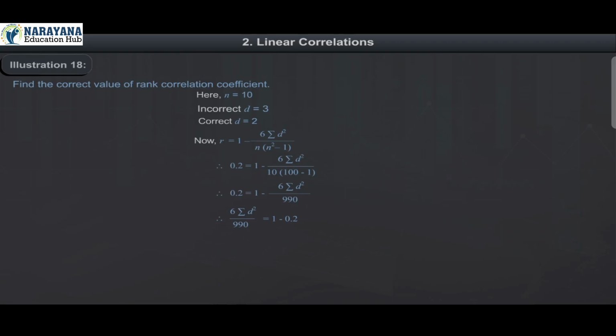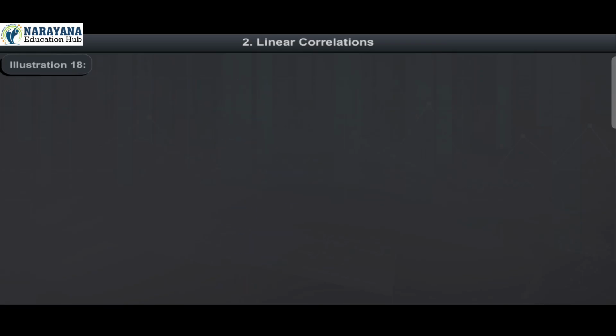6 sigma d square divided by 990 is equal to 1 minus 0.2. 6 sigma d square divided by 990 is equal to 0.8. Sigma d square is equal to 0.8 into 990 divided by 6. Sigma d square is equal to 132.